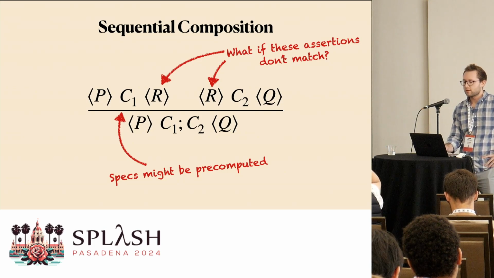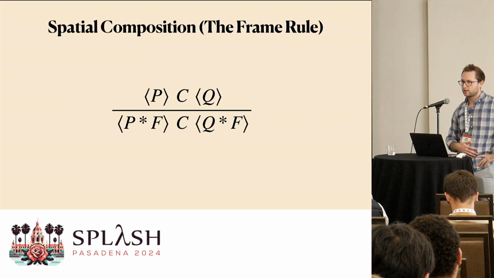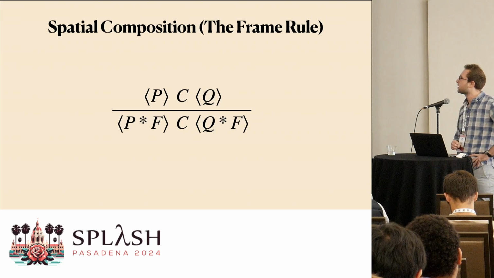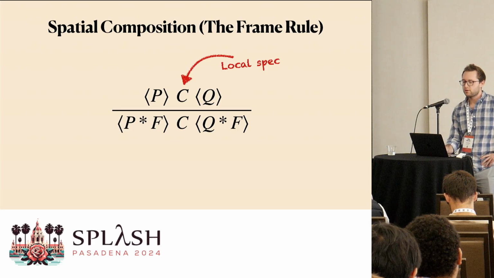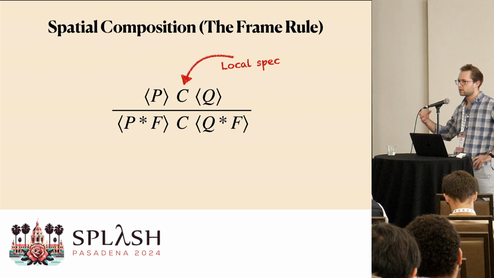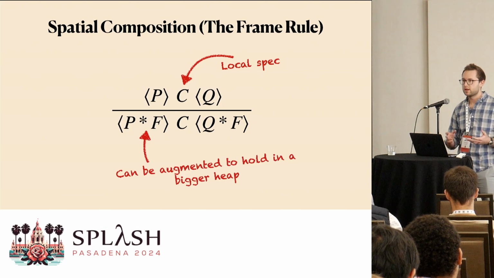So the question is, how can we use this rule given pre-computed specifications? One thing we can do is use separation logic, which gives us an additional type of compositionality, which is spatial compositionality via the frame rule. What the frame rule basically says is if you have some local specification that's only talking about the specific memory footprint that the procedure uses, then you can augment that with information about other parts of the heap.